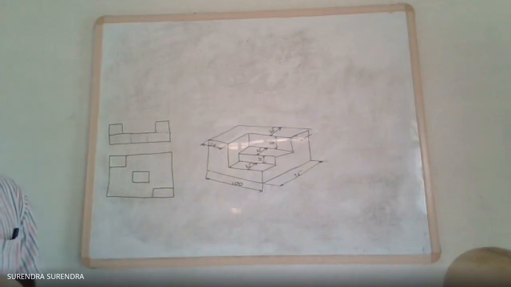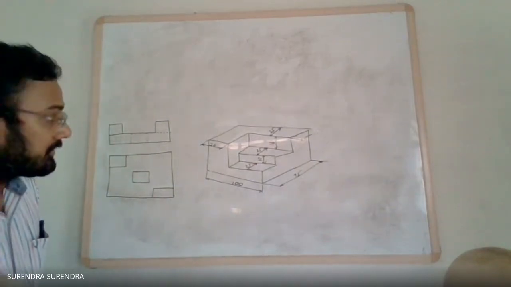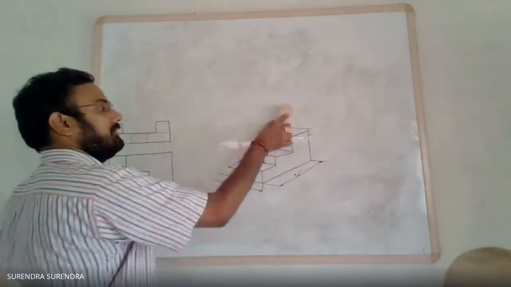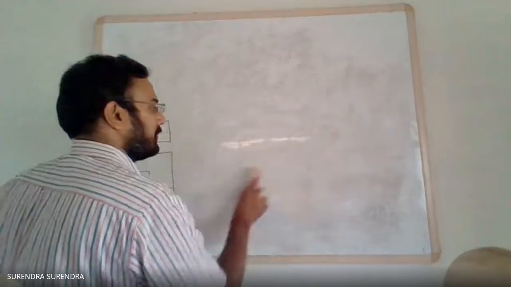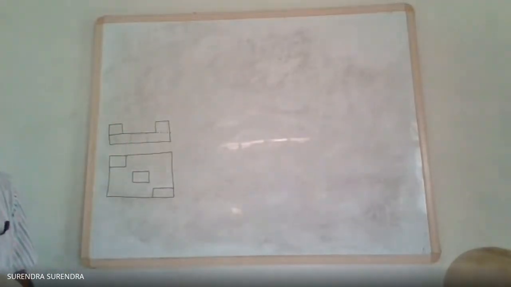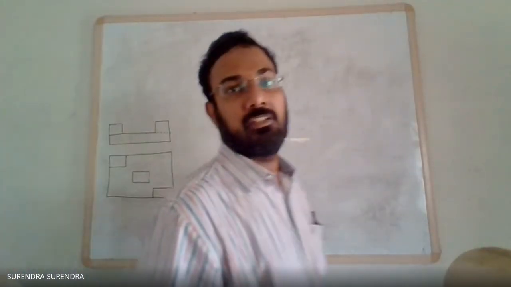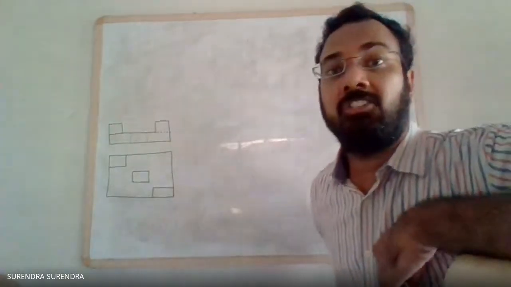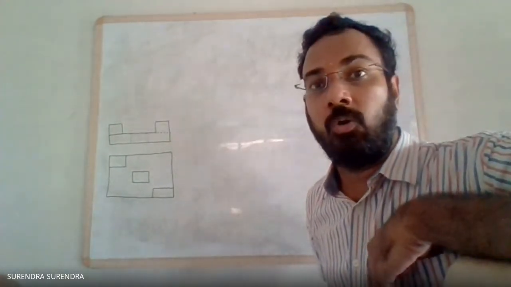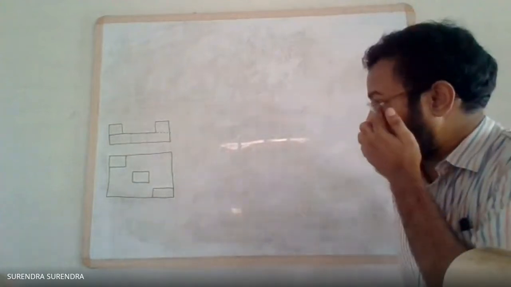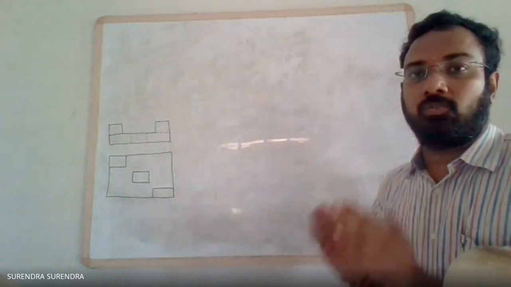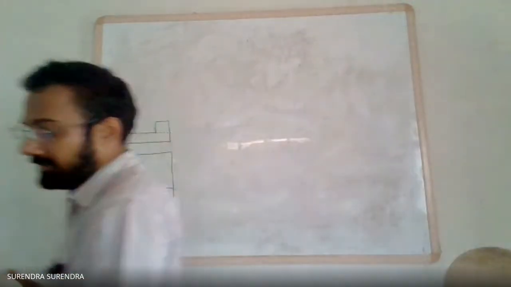See, observe the figure. Try to imagine the isometric view for this shape. Looking at this front view and top view, try to guess or imagine the isometric view for this component, how it would look. I will give two minutes. Just observe the figure, how we can relate.